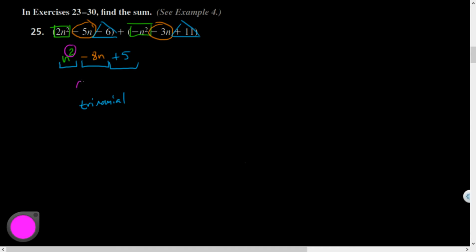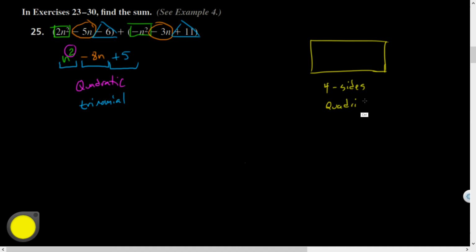And so that's a quadratic trinomial. Actually, this might be a great time to explain why a second-degree polynomial is called a quadratic. And it is the case because what type of shape would you call this? This is a rectangle, right? It's 4-sided, 4 sides. These can be referred to generally as a quadrilateral.